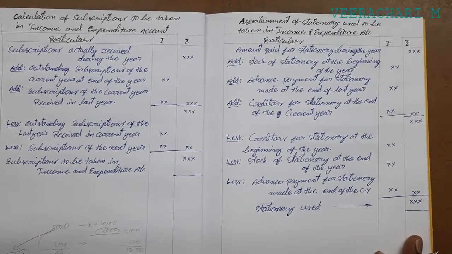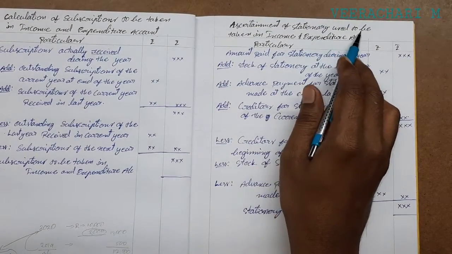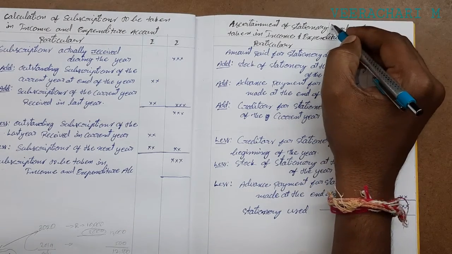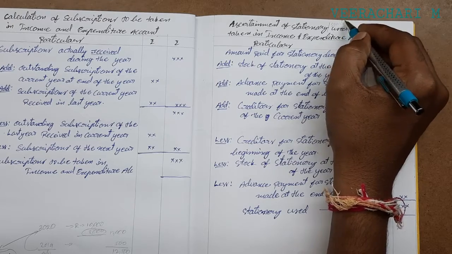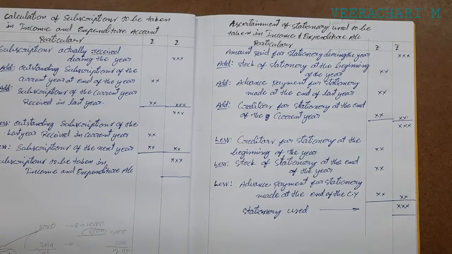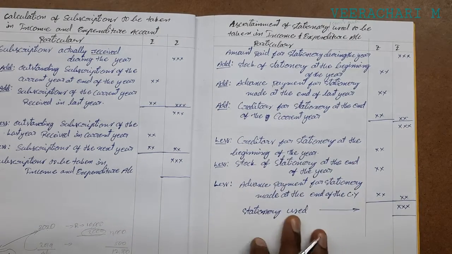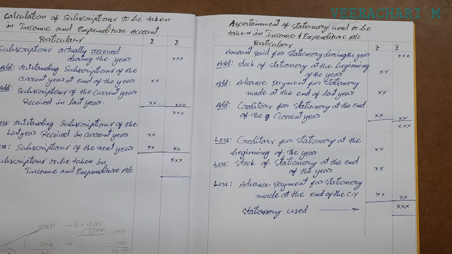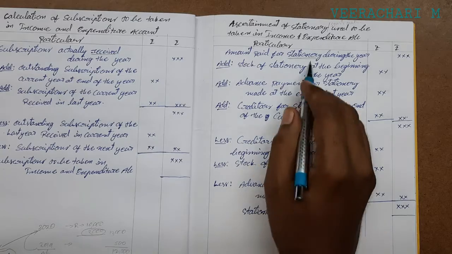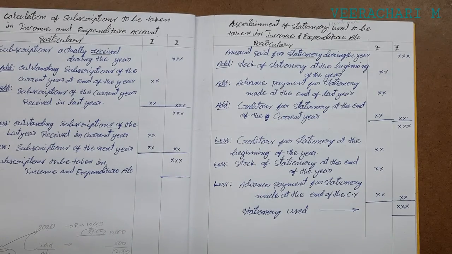Next is the ascertainment of stationery used, to be taken in the income and expenditure account. Not only stationery, it is used for sports material also. What is sports material used? This same format can be used for that one also. For example, here I have given an example of stationery. In that same place, if you put sports material, then it is sports material.